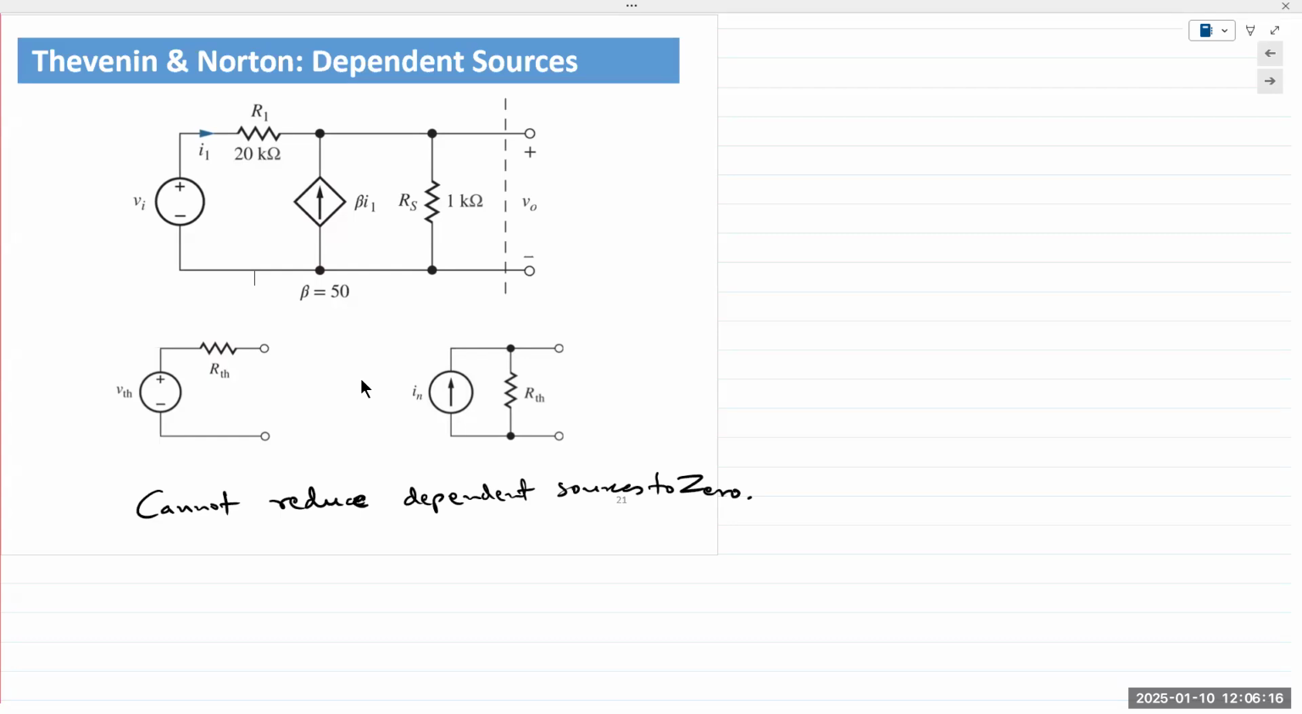That's a good point that it should go away, but no, it doesn't work that way. Because it's not necessary that the dependence is on a source. The dependence could be on something else. We still don't reduce it to zero. No, we can't reduce it to zero.